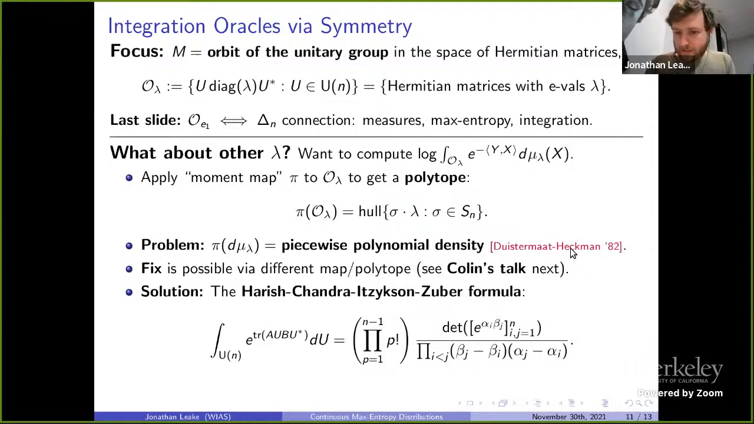Which maybe, and this is a very famous thing called the Duistermaat-Heckman measure, or the Duistermaat-Heckman theorem. Okay, and maybe this seems okay. I mean, piecewise polynomial, how bad can it be? The problem is I'm not exactly sure how bad it can be because I have a hard time even computing very simple examples. It seems like most of the formulas involved with this are very difficult to get your hands on.